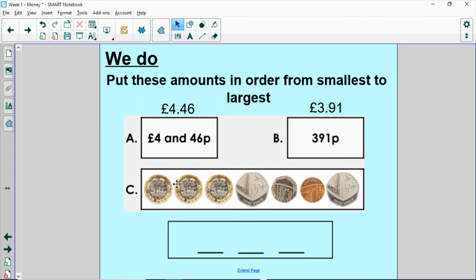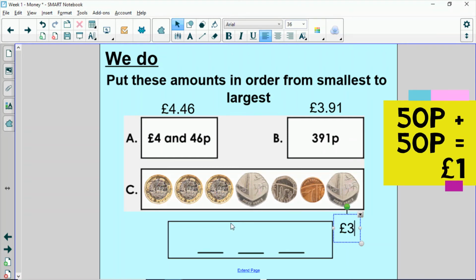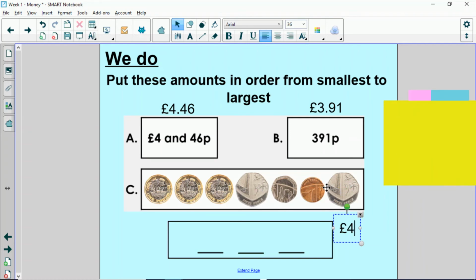Okay, let's start with C first of all, because we haven't converted this to a number yet. Well, we know looking at the pound coins that we've got 3 first of all, 1, 2, 3 pounds. But then we've also got a 50p and another 50p. Now remember, 2 50s make 100, which is another pound, so I'm actually up to £4 now. There's my decimal point, because I want to look at the pennies now. I've got 20p and 1, so 21p.